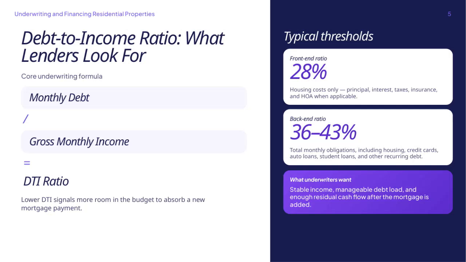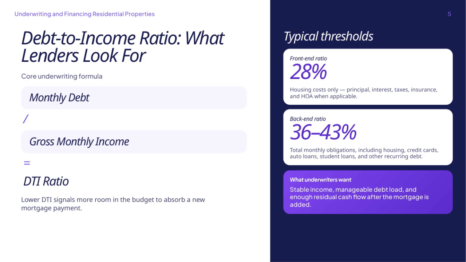When lenders evaluate your mortgage application, one of the key factors they look at is your debt-to-income ratio, or DTI. This ratio is essentially a measure of your monthly debt payments compared to your gross monthly income. The formula is straightforward. Your total monthly debt divided by your gross monthly income equals your DTI ratio. A lower DTI ratio is better because it shows lenders that you have more financial flexibility to handle a new mortgage payment. Typically, lenders use two standard thresholds.